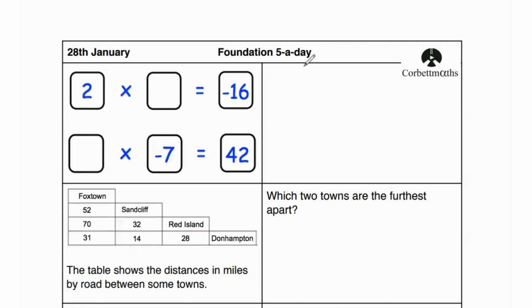And the first question says 2 times something gives us negative 16. So if you look at the factors of 16, we know that 2 times 8 gives us 16. But since it's negative 16, that means it's going to be negative 8.